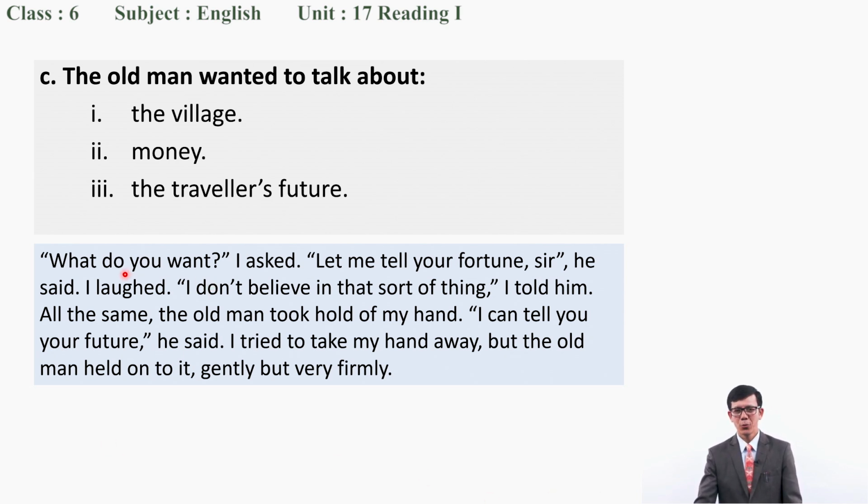See, "What do you want?" I asked. "Let me tell your future. Let me tell your future, sir." So you can now find the answer in the first line of the text there, right? Let me tell your future means the old man wanted to talk about the present, past, future, or the money. Did he ask for money? Not exactly. Did he talk about the village? No. So the old man wanted to talk about his future. Perfect, that is the correct answer.